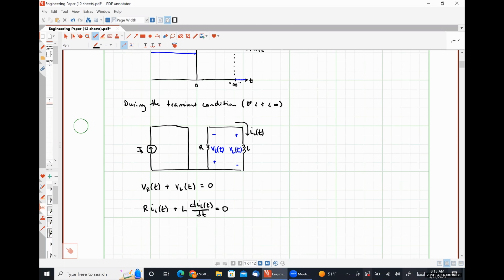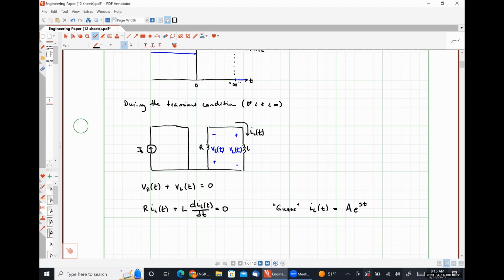Exponential, absolutely. So we are going to make a very educated, and as it turns out, correct guess that IL of t will be of the form A e to the st.